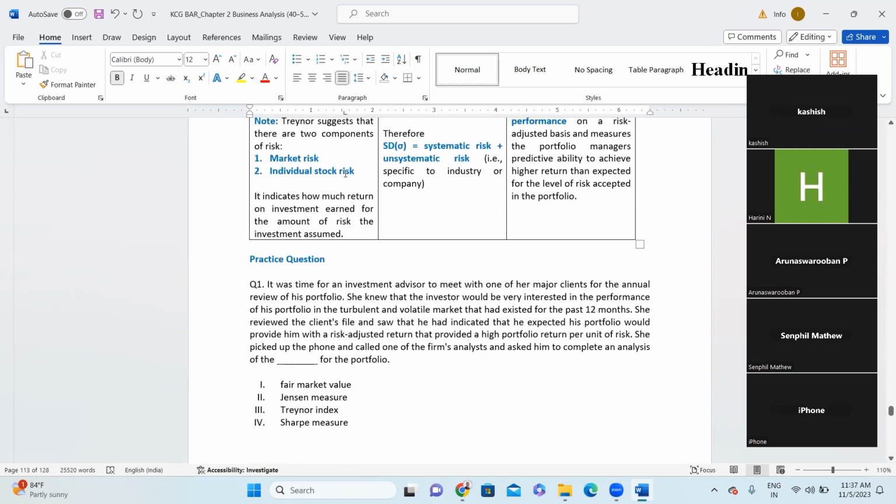It was time for an investment advisor to meet with one of her major clients for an annual review of his portfolio. It means, for example, you are an investment advisor and you have a client and you'll be meeting with him to discuss the portfolio. She knew that the investor would be very interested in the performance of his portfolio in the turbulent and volatile market that had existed in the past 12 months, right?